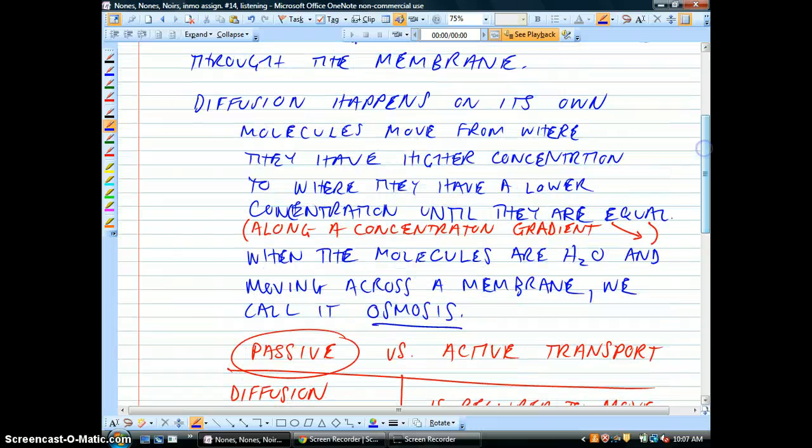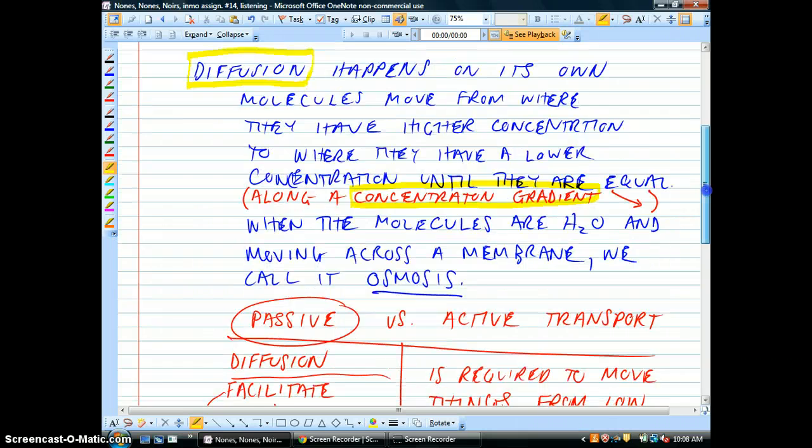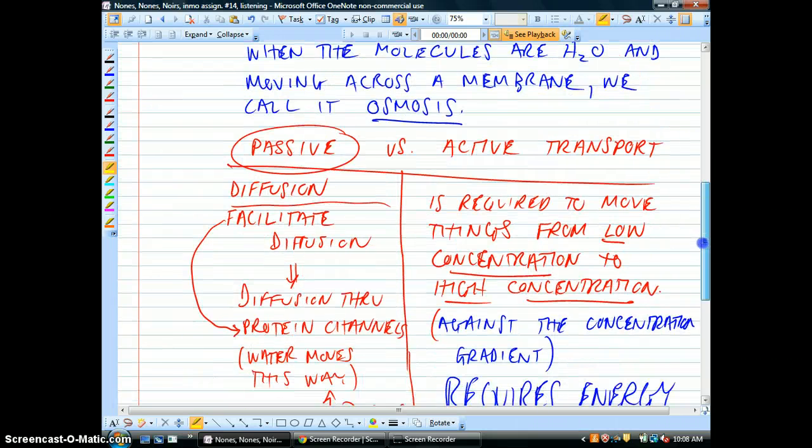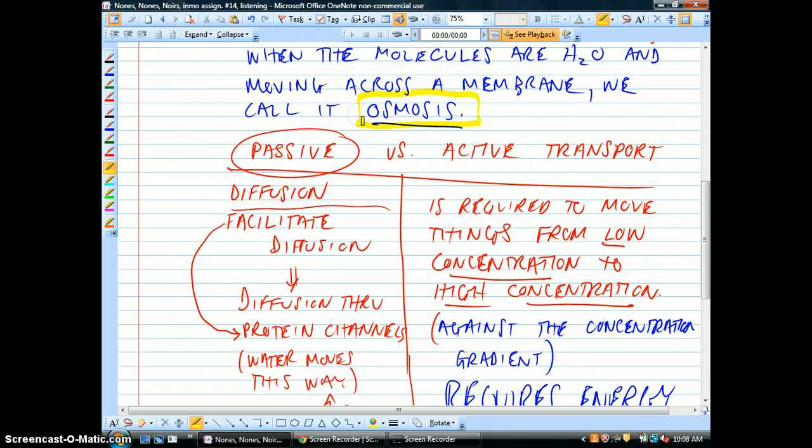All right, so let's go back through here. Let me just go back through and highlight the terms that we talked about. We have diffusion, which happens on its own, and it happens according to a concentration gradient. It goes from where it's high concentration to where there's lower concentration. We have a special case of diffusion which is called osmosis. That's when it's water that's moving across a membrane.